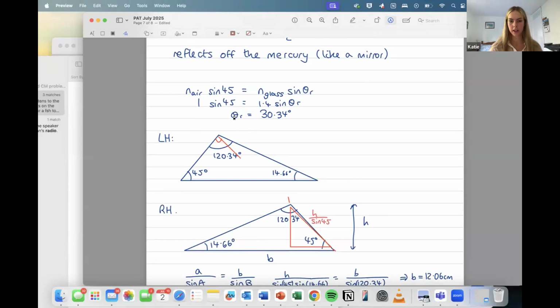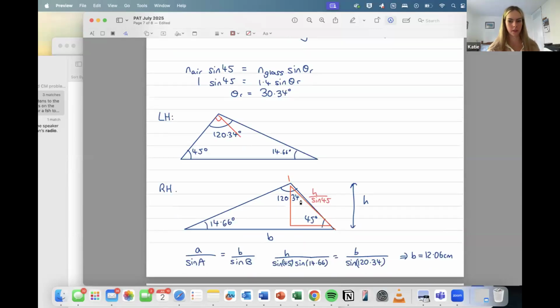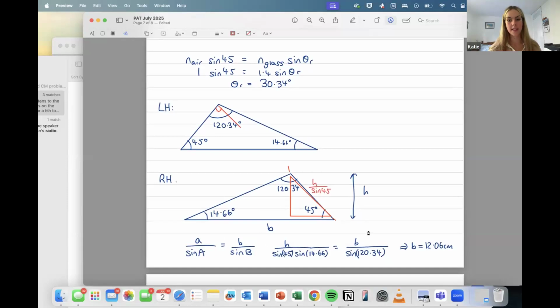So we have a triangle like this, and we know it's the exact same triangle on the other side, just flipped. So the ratio of heights must be the same for both triangles. So we get to B just using one of the triangles. So we say that h over sine 45 is this side, using 1, 2, 3 as a triangle.